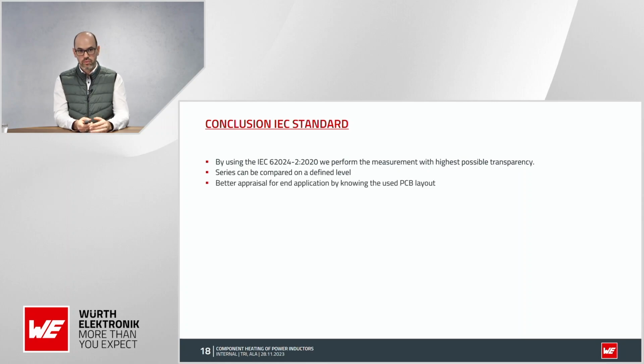And also, there's a better appreciation for the end application at the customer side. So this means when the datasheet mentions that a class C is used, then it can already be checked what copper layers will be used in the end application. Will it be smaller? Then for sure it can happen that the rated current value will also be different. So I can know from the very beginning if this part is still okay for my application.